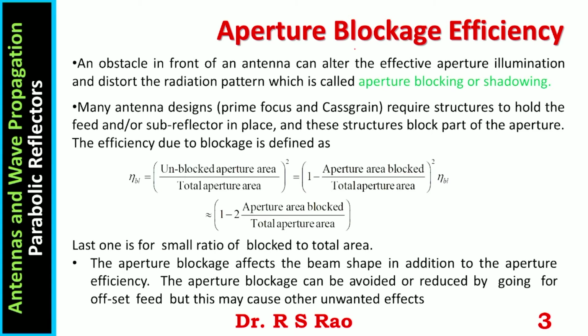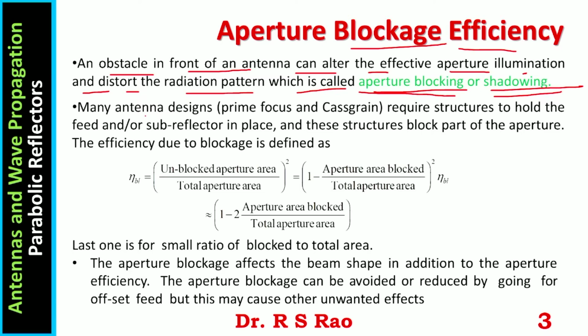Next we move to a feature called aperture blockage efficiency. An obstacle in front of an antenna can alter the effective aperture illumination and distort the radiation pattern, which is called aperture blocking or shadowing. Many antenna designs, prime focus as well as Cassegrain, require structures to hold the feed and or sub-reflector in place. And these structures block part of the aperture.